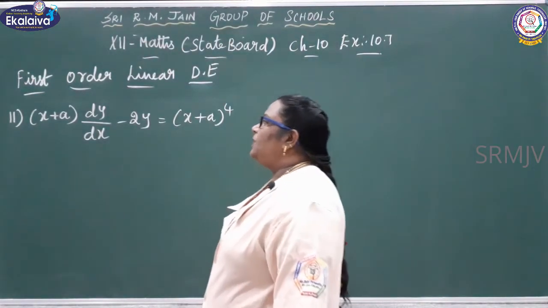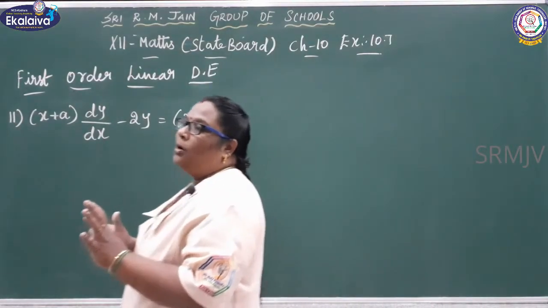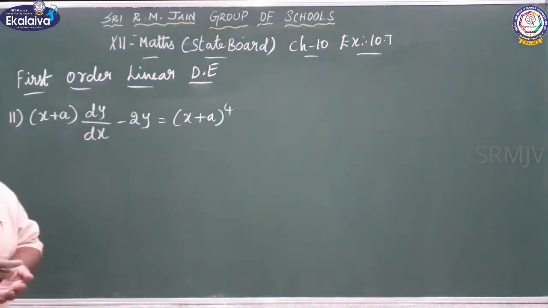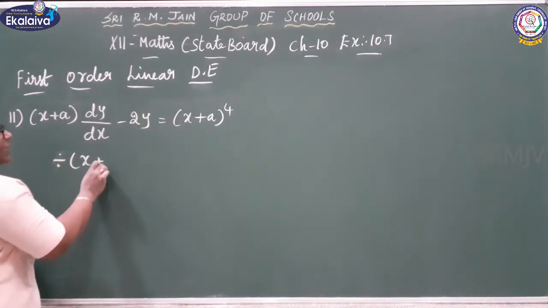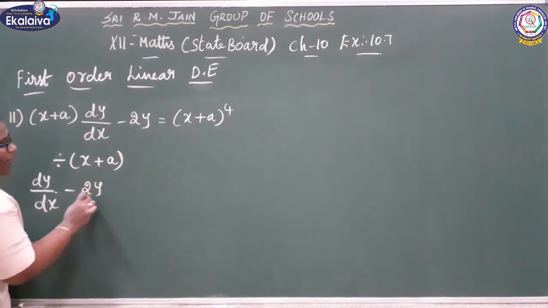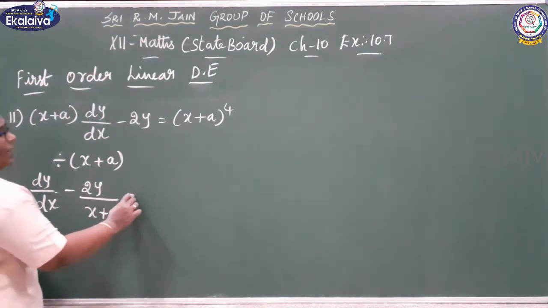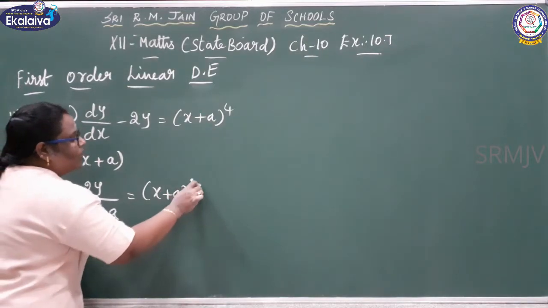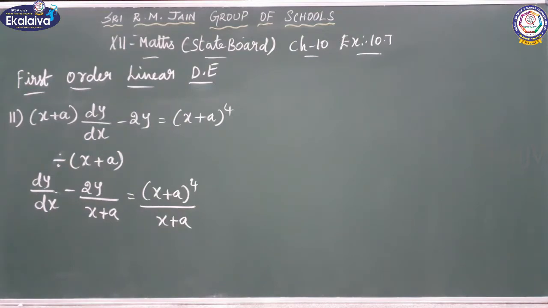See the 11th sum: (x plus a) dy by dx minus 2y equal to (x plus a) to the power 4. You have to bring it into the form dy by dx plus py equal to q. So divide throughout by (x plus a): dy by dx minus 2y by (x plus a) equal to (x plus a) to the power 4 by (x plus a).